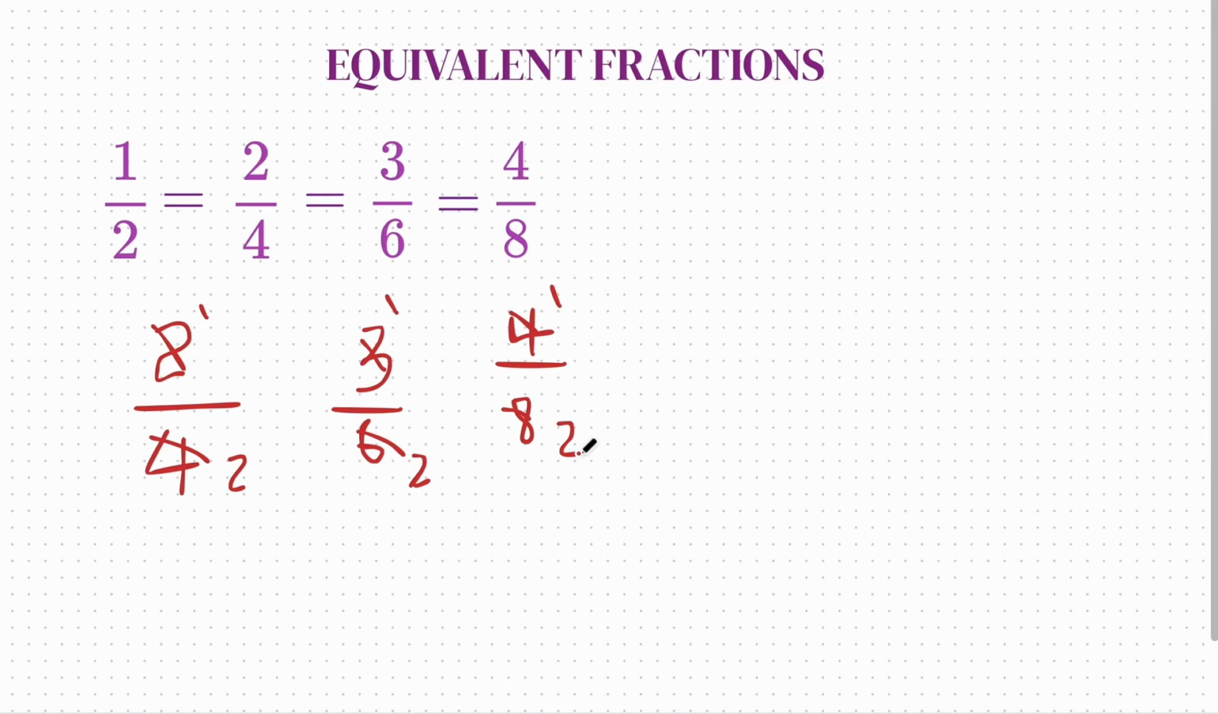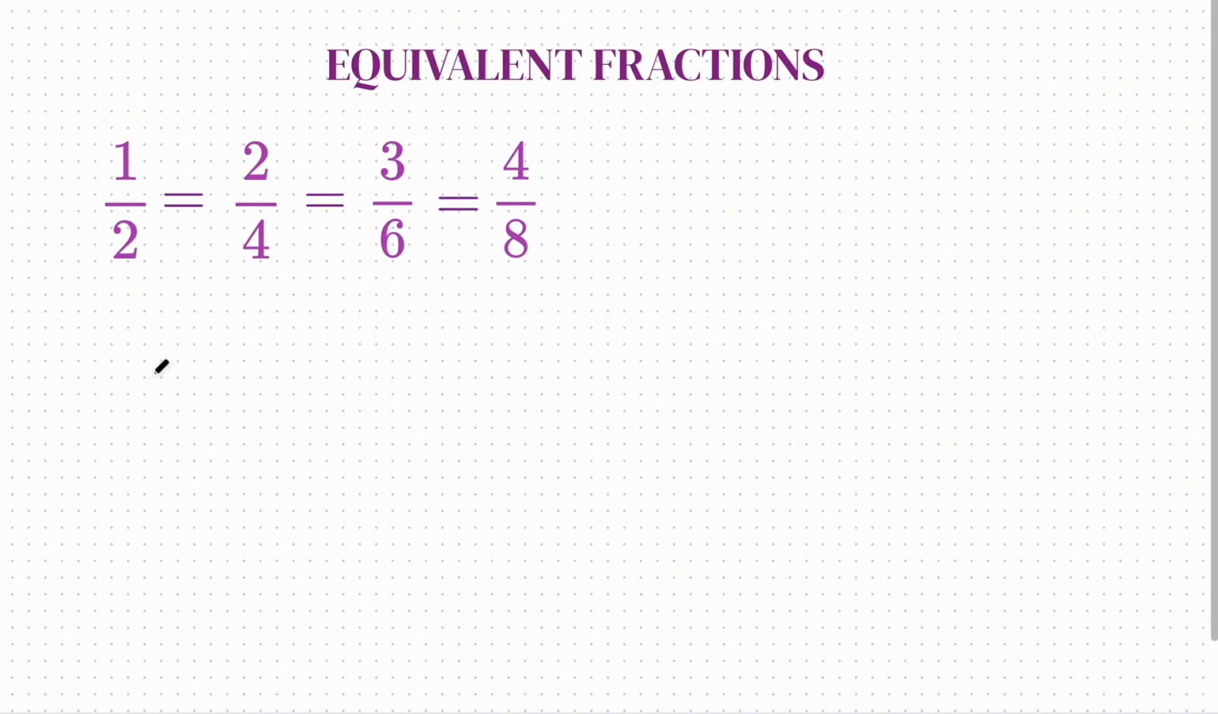What do we realize? All these fractions represent a half. So that's 1 out of 2 parts. Let's get into how we convert fractions to equivalent fractions. So there are two methods. We have the multiplication method and we have the division method. We will first explore the multiplication method, then we move on to our division method.